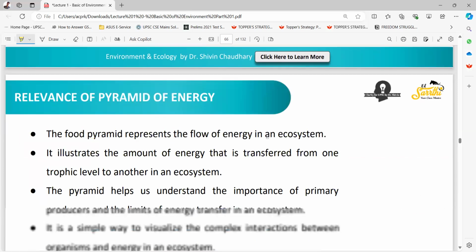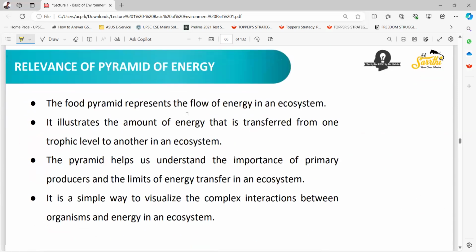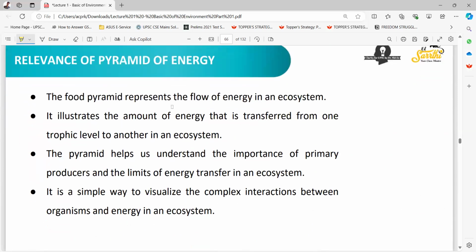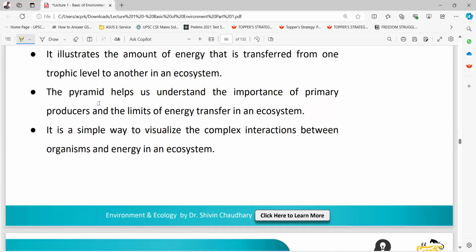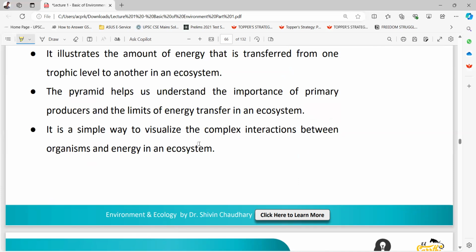Relevance of the pyramid of energy. The pyramid represents the flow of energy in an ecosystem. It illustrates the amount of energy that is transferred from one trophic level to another. The pyramid helps us understand the importance of primary producers and the limits of energy transfer in an ecosystem. It is a simple way to visualize the complex interactions between organisms and energy in an ecosystem.